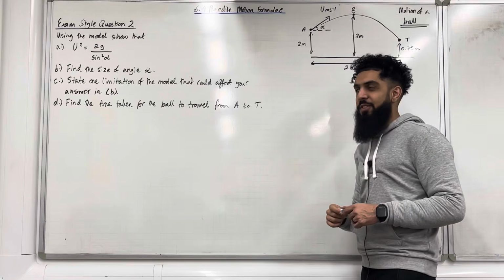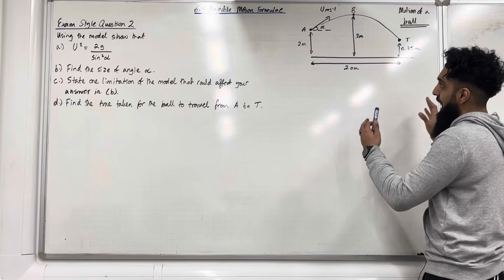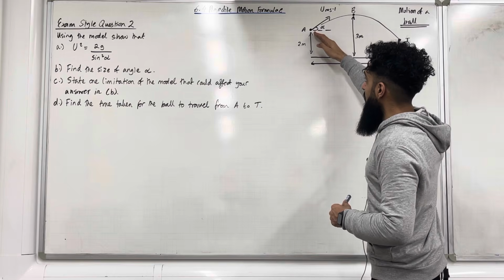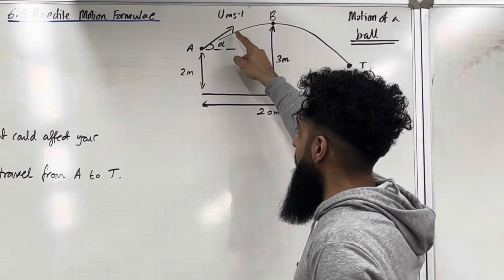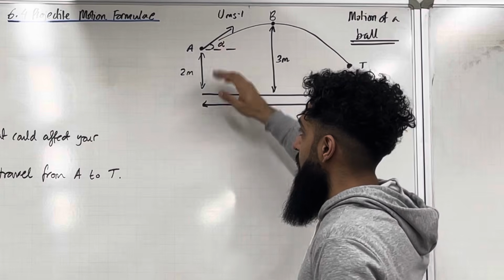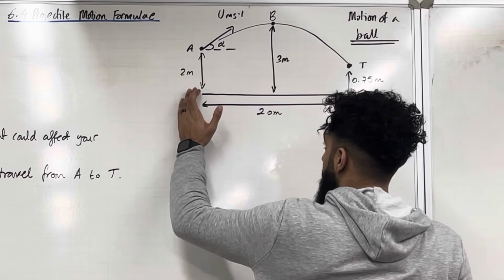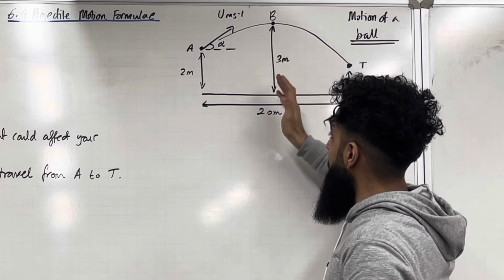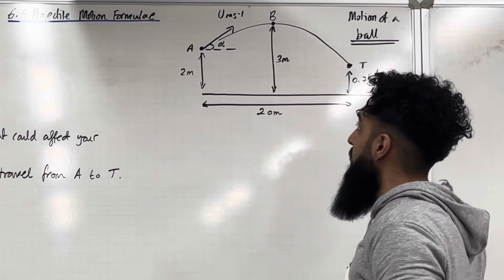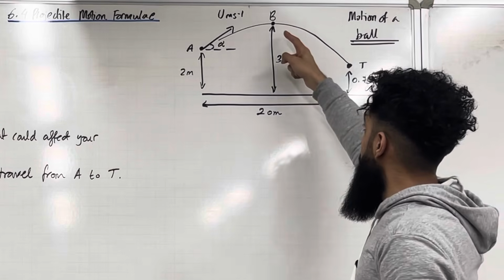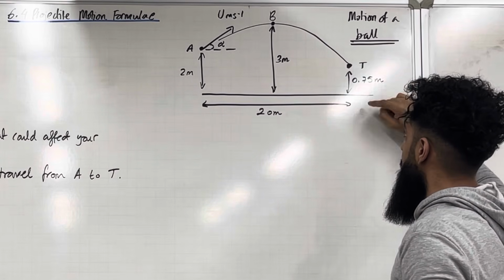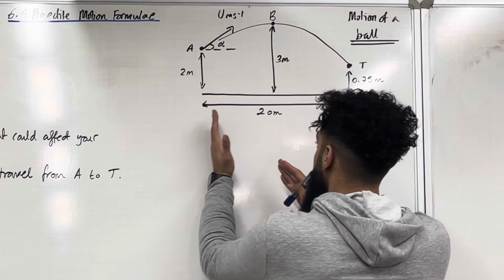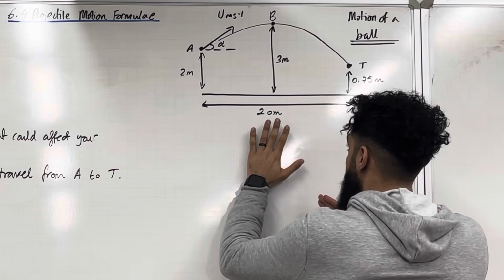Here is exam style question 2. So this over here is a diagram used to model the motion of a ball. The ball starts at the point A. It is projected at a speed of u meters per second, forming an angle alpha above the horizontal. The height from here to the point A is 2 meters. The ball travels in such a way that it reaches its maximum height of 3 meters at the point B. It then continues to travel to the point T, and the height above the horizontal ground at the point T is 0.75 meter. The horizontal distance from the point of projection to the point T is 20 meters.